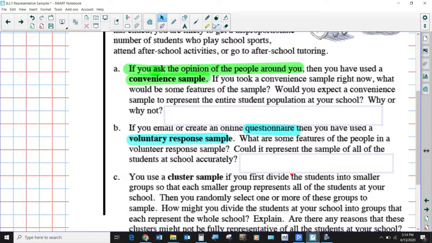So different types of, I forgot to highlight one of these guys. I'm going to highlight this guy right now, right there.